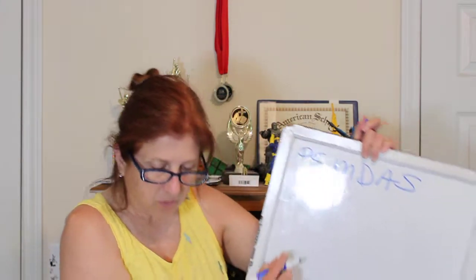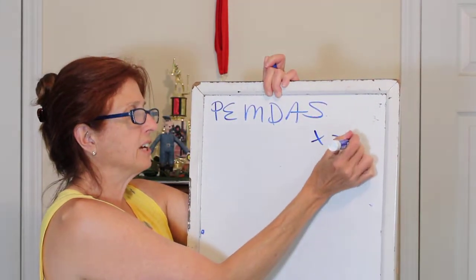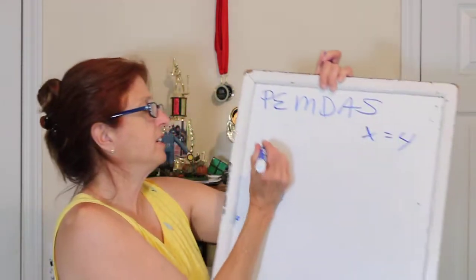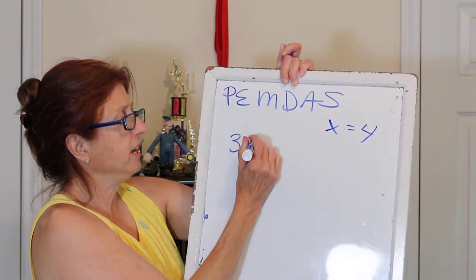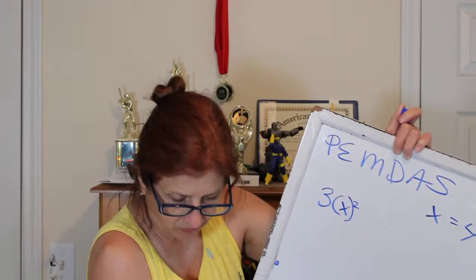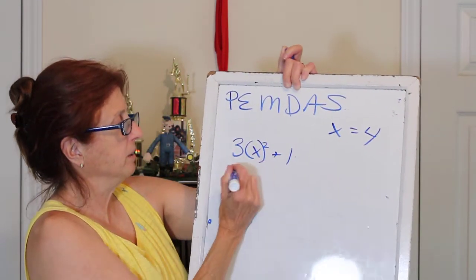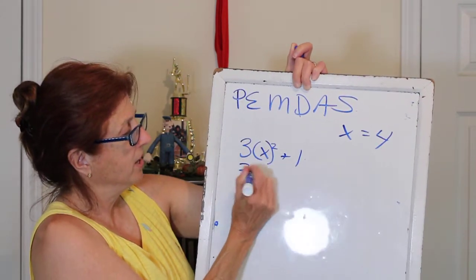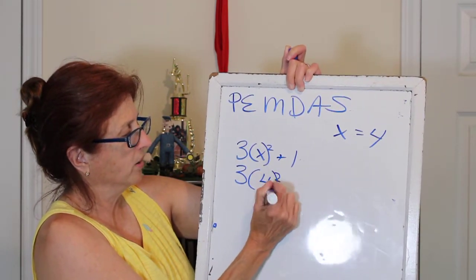So it's please excuse my dear Aunt Sally, or some people say aunt. I say aunt. Okay, and here is a problem. It says, evaluate the expression when x equals 4, and our expression is 3 x squared plus 1. I started writing my 4 in there, but now I'll substitute: 3 times 4 squared plus 1.